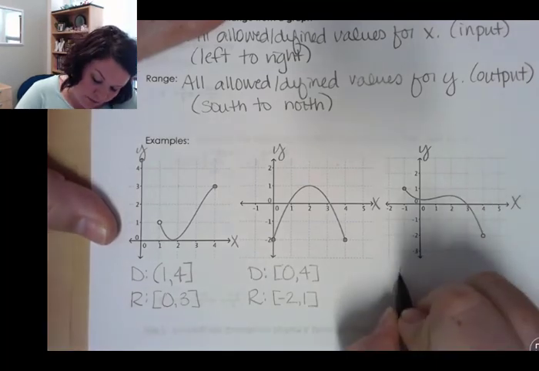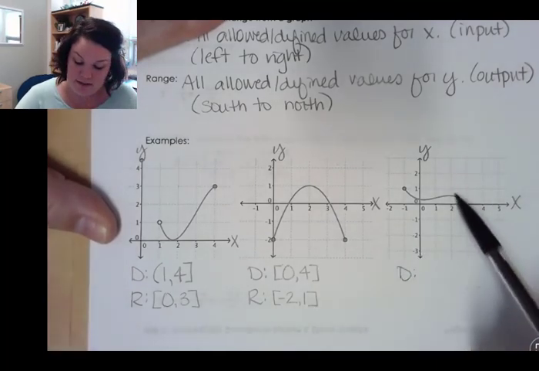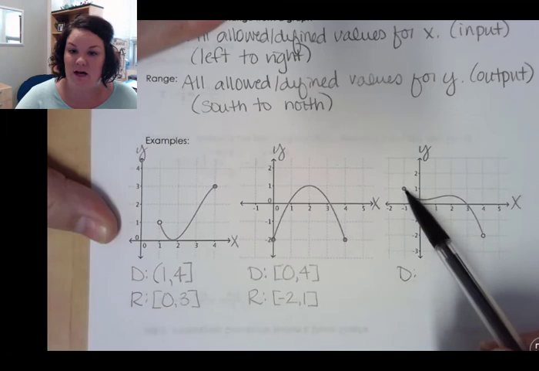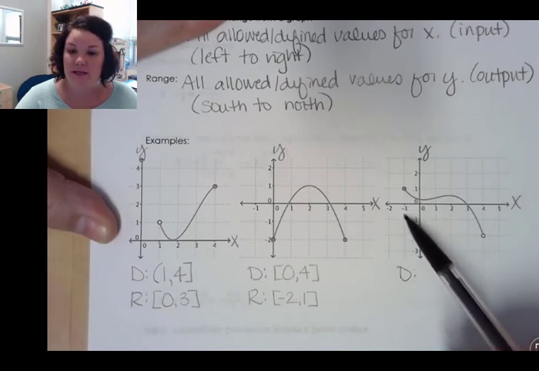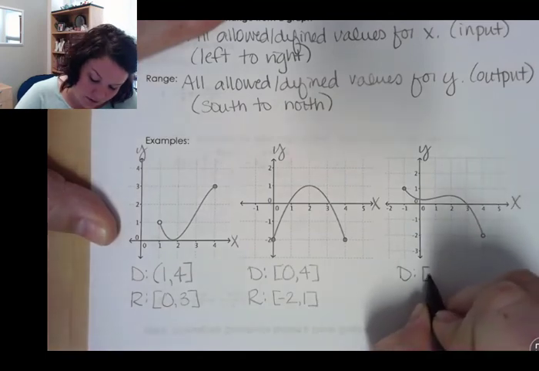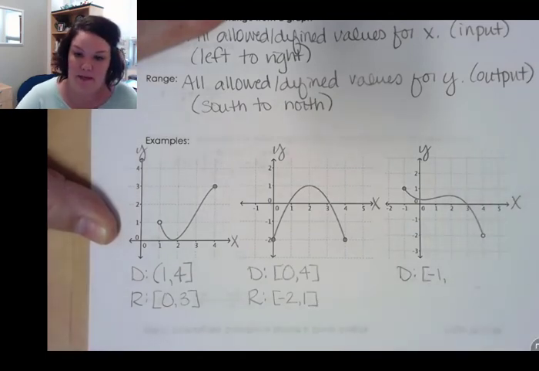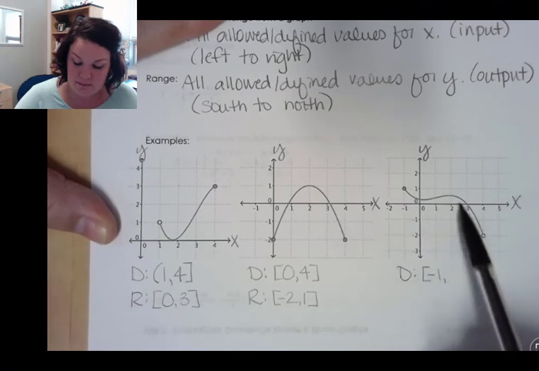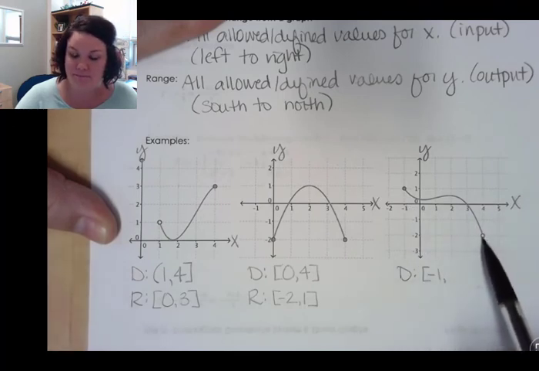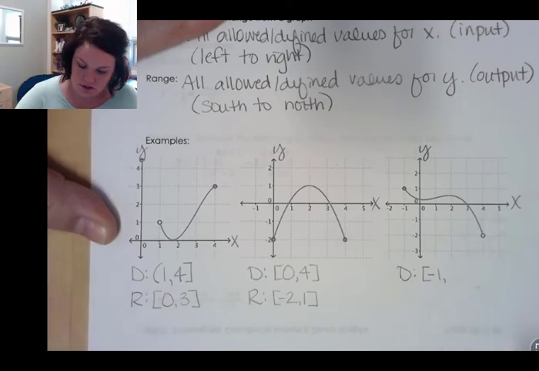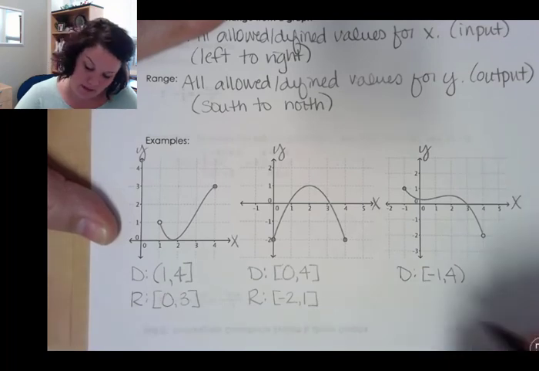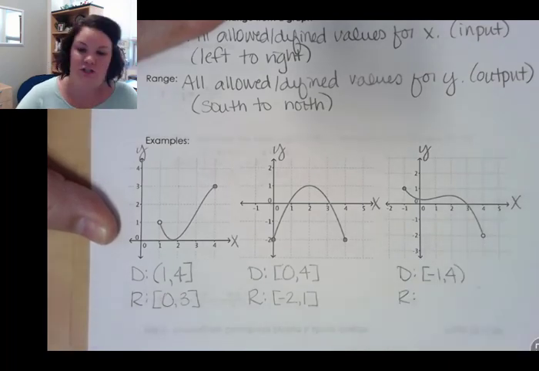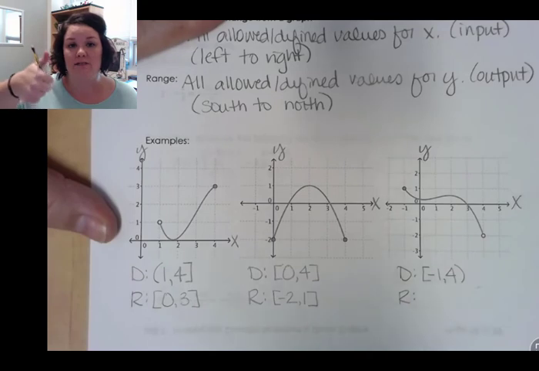So on this one, domain, the farthest to the left this picture is going to go is this dot, which is included. It's a solid dot, and its x value at that point is -1. So we're going to include -1 with a bracket. And then the farthest to the right that our picture is going to go is this point, which is open, and its x value is at 4. So at 4, we're not including, so we're using a parenthesis. Okay.